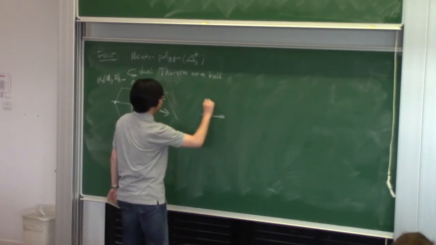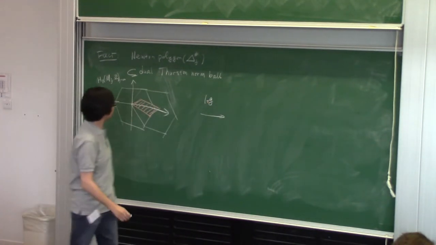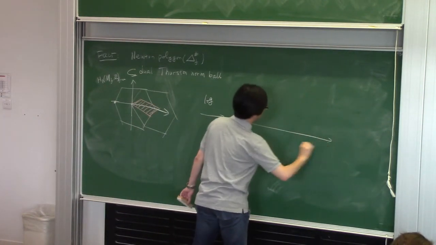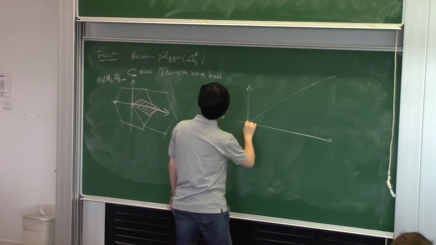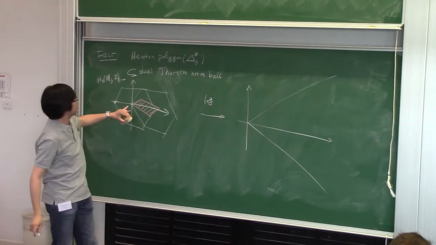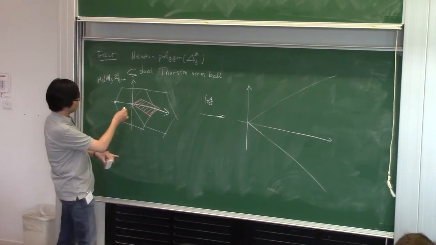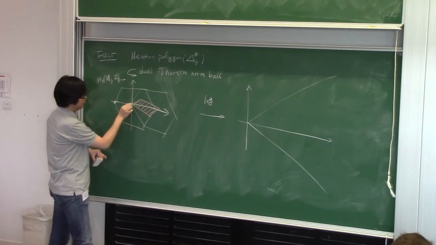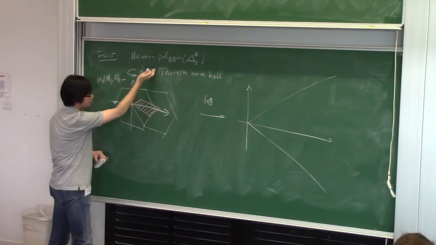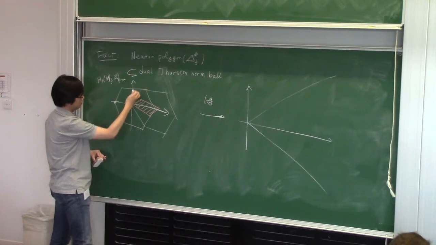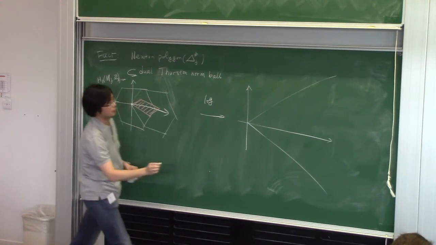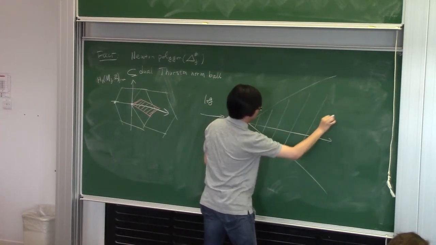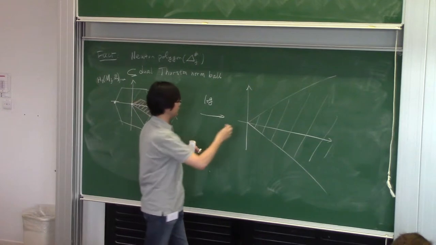Then if you take the log for that, you will have a log expansion, a polygon that is drawn by starting from this vertex and taking the cone of this shifted polygon. So this is a log picture for this comparison.